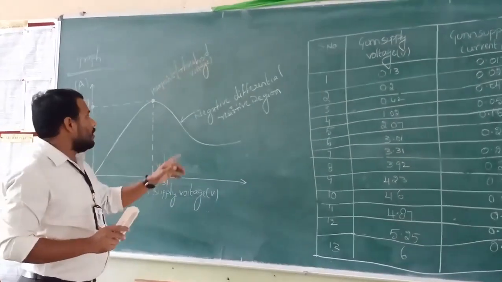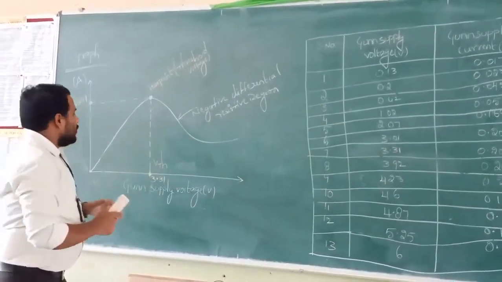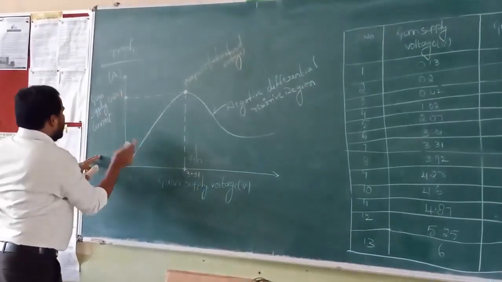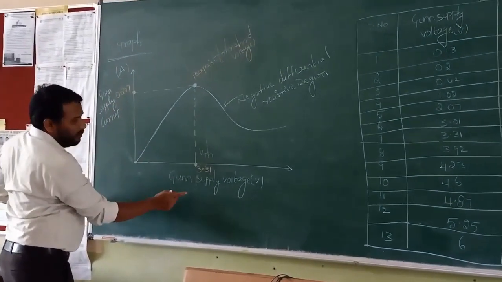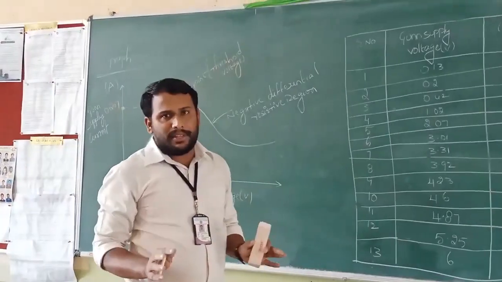And I already told you, negative differential resistive means the relation between current and voltage will be 180 degrees out of phase.